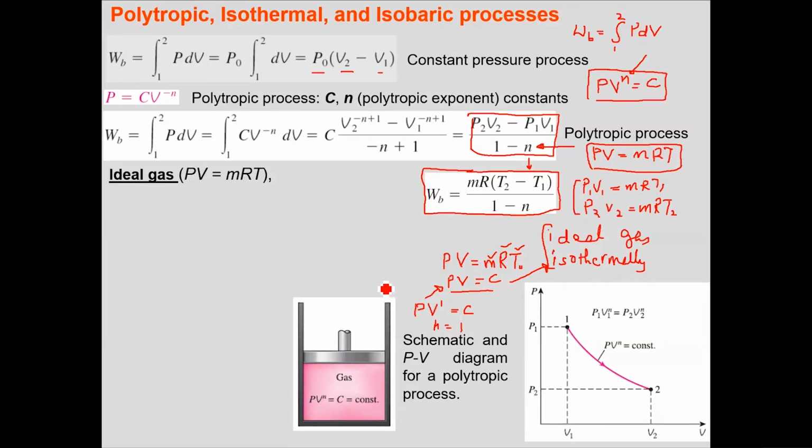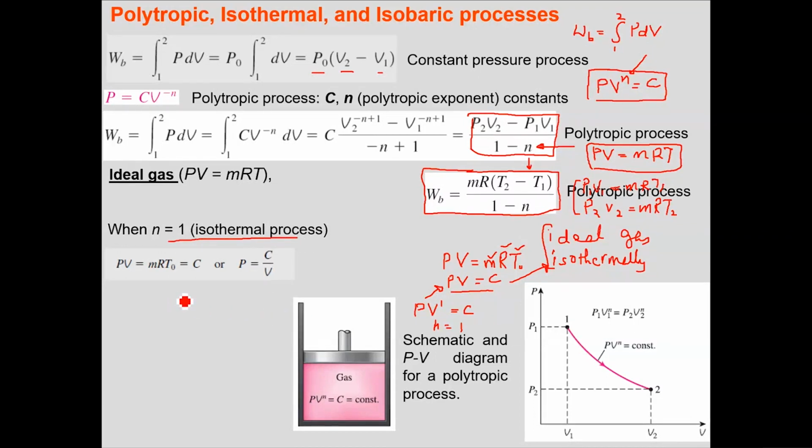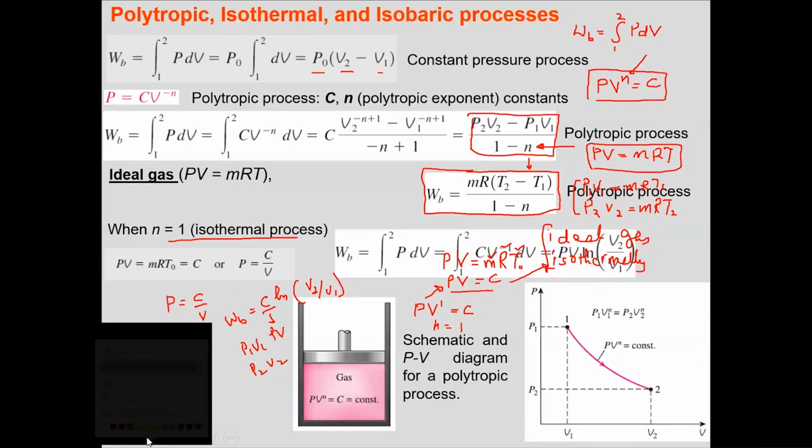With this assumption, once we integrate the boundary work associated with the expansion or compression of an ideal gas expanding or contracting isothermally, we know that P is equal to C over V, so the boundary work is equal to C ln(V2 over V1), where C is a constant represented by P1 V1 or P2 V2. For simplicity, we can write it as PV. So if you see, this is our expression. I'll erase the content.